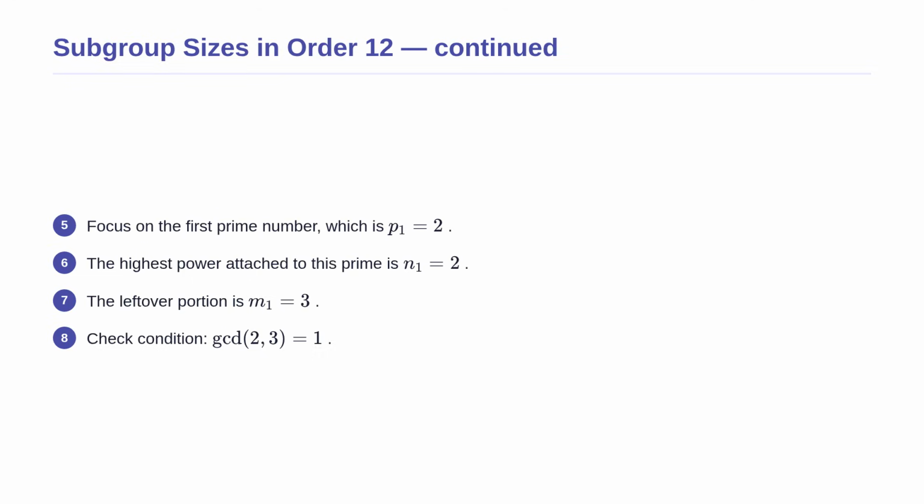We must always check our condition. The greatest common divisor of 2 and 3 is exactly 1. This means they share no common factors, satisfying our mathematical requirements perfectly. We have successfully isolated the maximum power of 2 that exists inside the number 12, and we are now ready to calculate the size of the first Sylow subgroup.